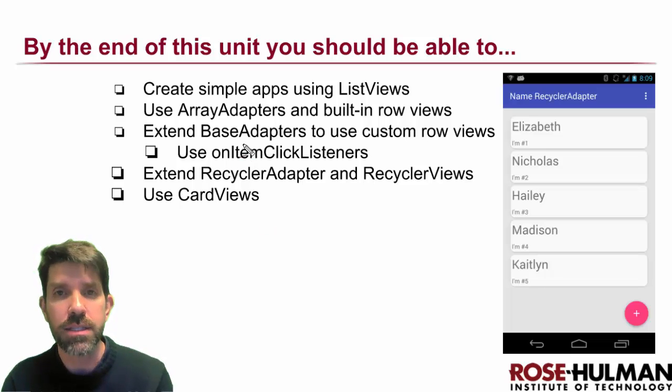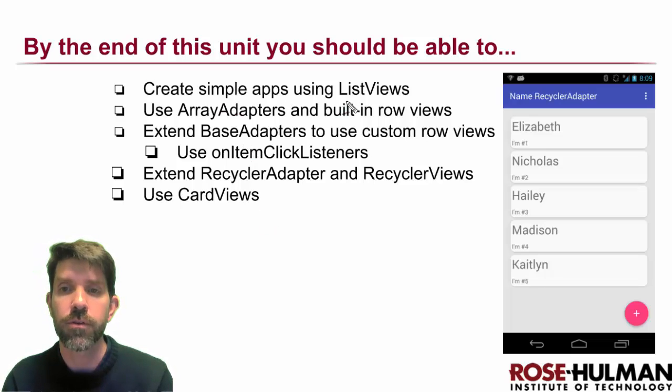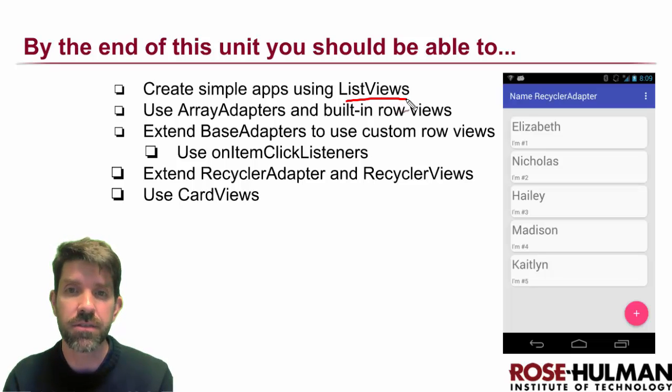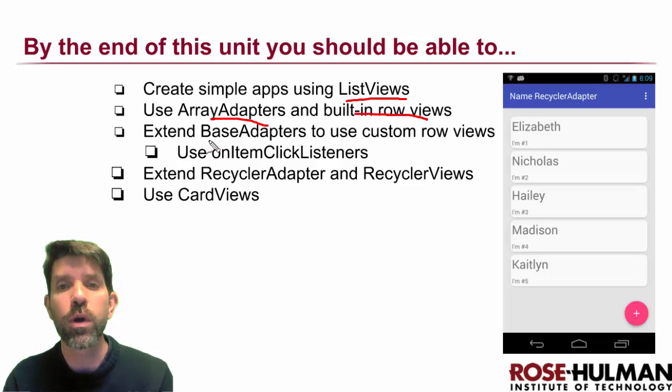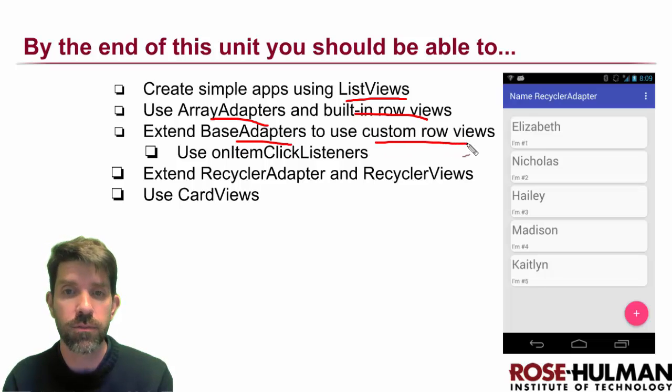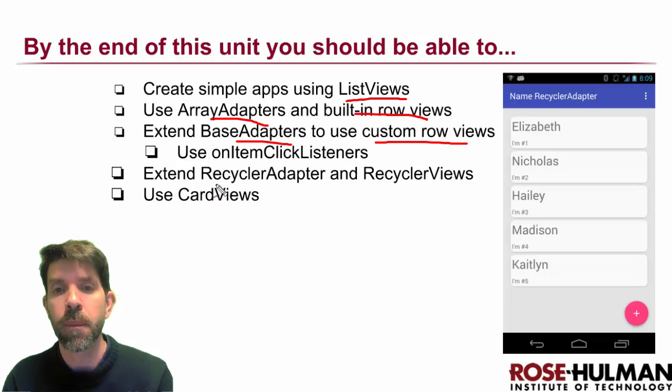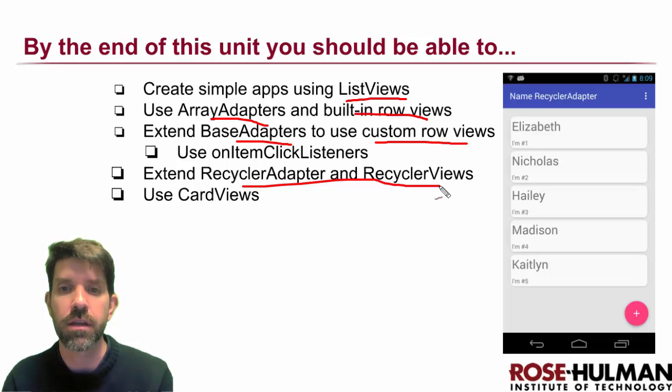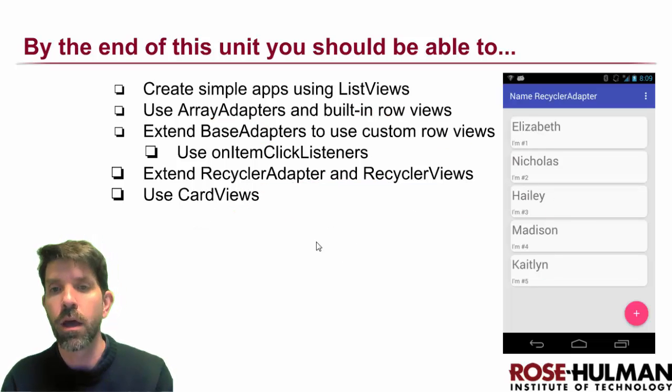The main concepts that you're going to learn from this unit are, first of all, to be able to use simple things like list views and array adapters that are built in, and you can even use built-in row views. Then we'll quickly move from there onto writing our own adapters and using custom views, listening for clicks and everything, so we get to edit things, for instance. And then we'll jump into the current state of the art, which are recycler adapters and recycler views, and a little bit with the card views here with the rounded corners and everything. Lots of fun stuff.